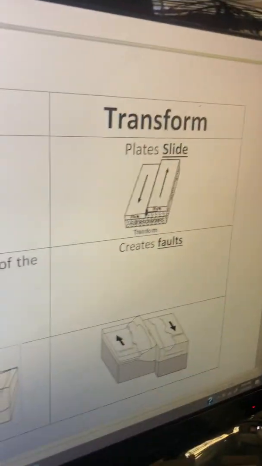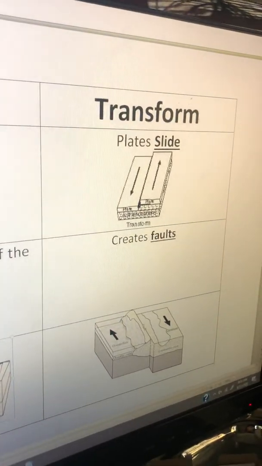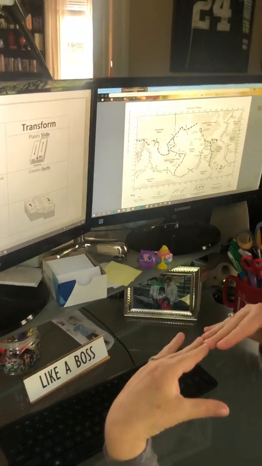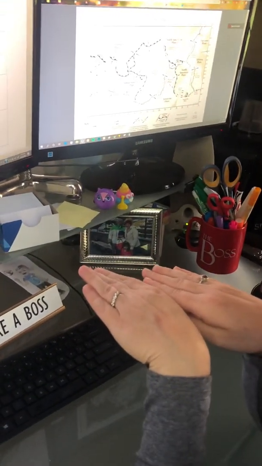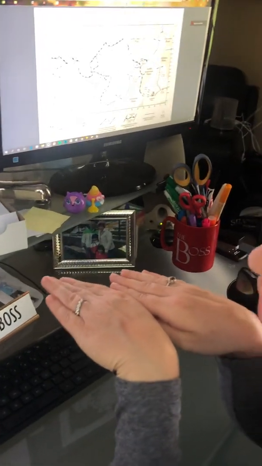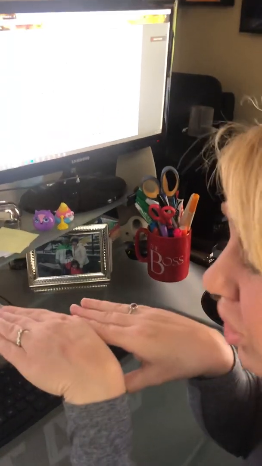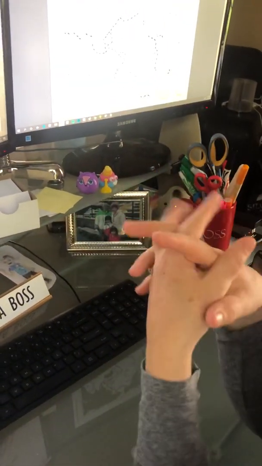In a transform boundary, these are not as common. They create faults, and this is the one that we see in San Andreas Fault in California. This is when the plates, instead of coming together or coming apart, they slide past each other. Now, we use the word slide, but remember, these are giant plates of land and ocean. So when they slide past each other, they're not going to just gently bump into each other. It's going to be jarring, and that's where we get a lot of earthquakes at a transform boundary.